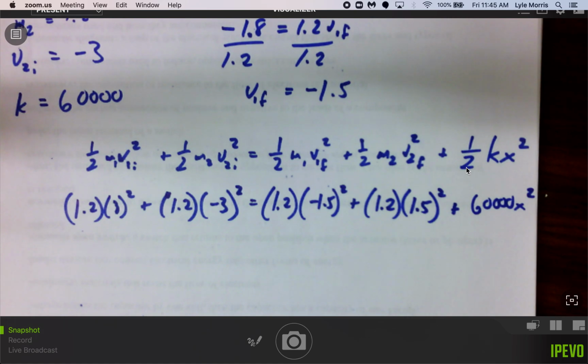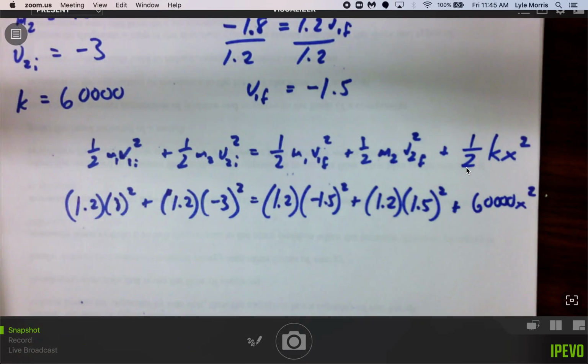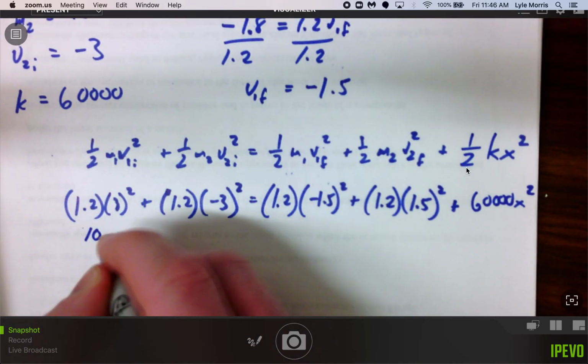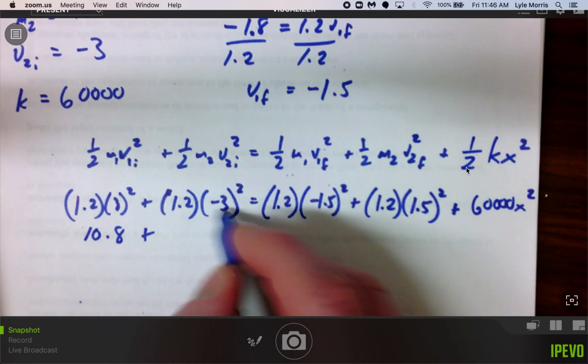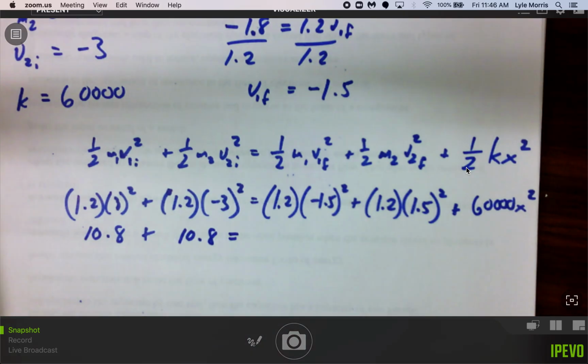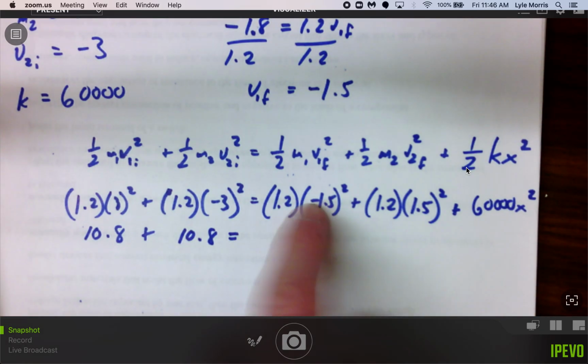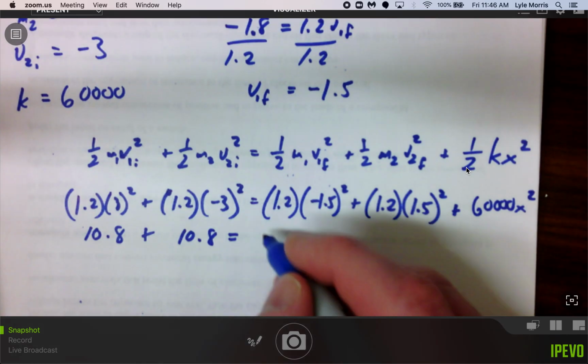Cool, cool, cool. Let's do some of these. So this is 3 squared, 9. 9 times 1.2 is 10.8. So that's 10.8. Plus this will be 10.8 as well, because 3 times 3 is 9. Negative times negative is positive, so that's 10.8. Equals 1.5 squared. I'm not doing the negative because squares cancel, so 1.5 squared times 1.2 equals 3.375.